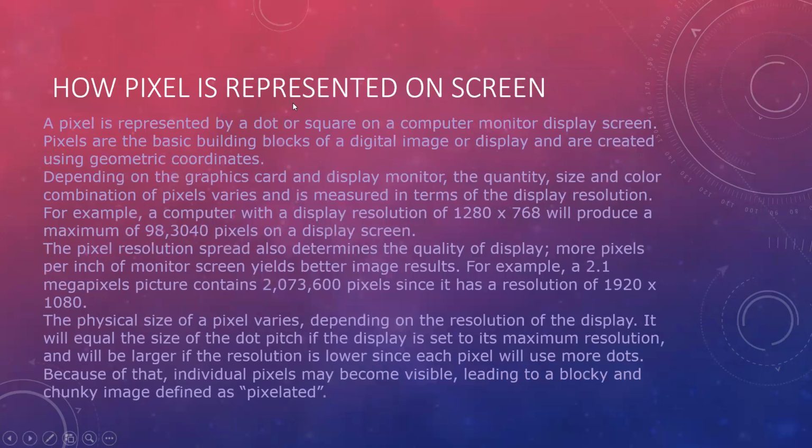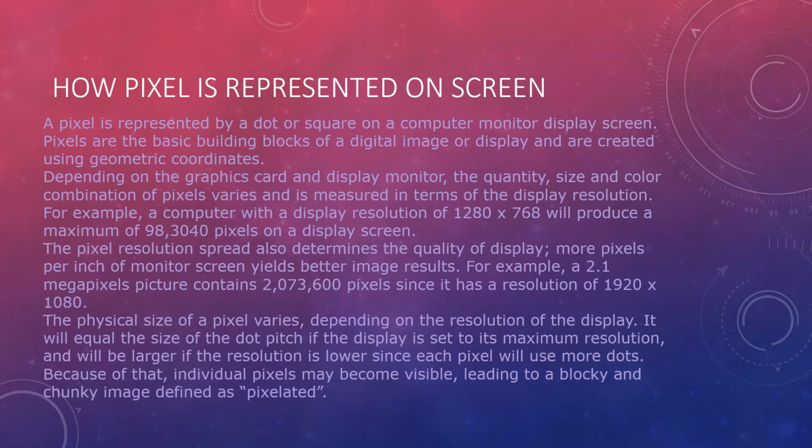Okay, so let us see how a pixel is represented on the screen. A pixel is represented by a dot or square on a computer monitor display screen. Pixels are the basic building blocks of digital images or displays and are created using geometric coordinates. Depending on the graphics card and display monitor, the quantity, size, and color combination of pixels varies and is measured in terms of display resolution. For example, a computer with a display resolution of 1280 columns by 768 rows will produce a maximum of 983,040 pixels on the display screen.